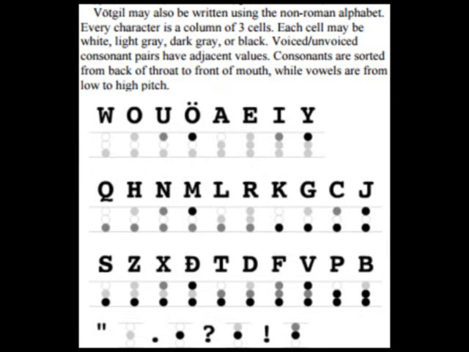In addition to the Latin alphabet, Vötgil has its own handcrafted writing system, which might be the worst writing system I've ever seen. Basically, each letter is given a number, and then that number is written in base 4, where 0 is white, 1 is gray, 2 is dark gray, and 3 is black. There are several problems with this system.